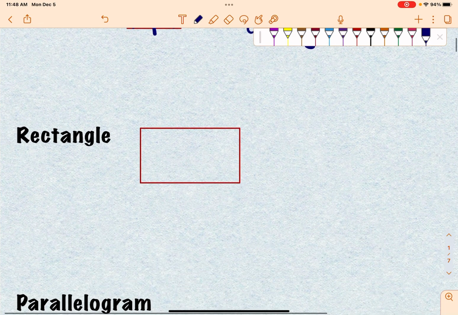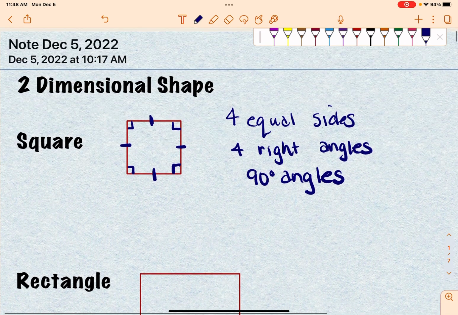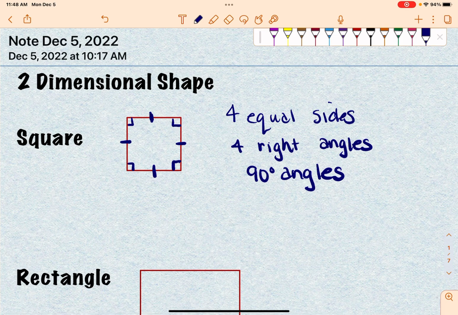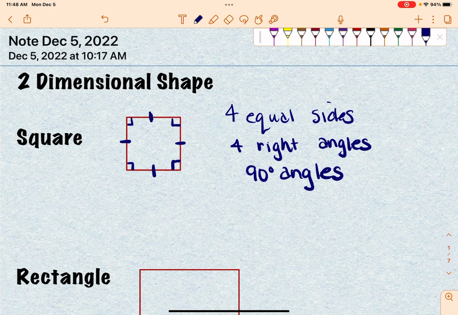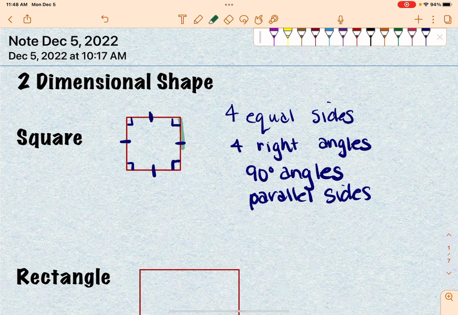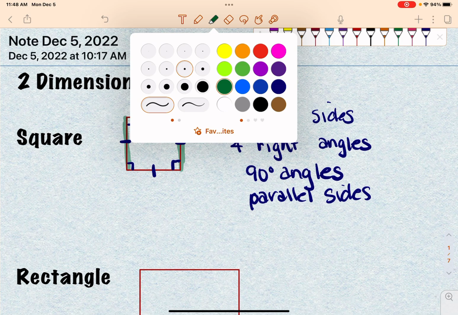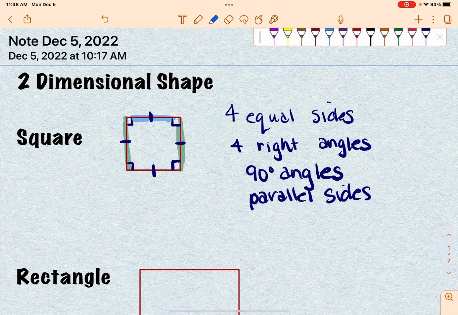Okay, so now if I go to a rectangle, again, if they're 4-sided, we're talking about some kind of parallelogram. So remember, on these, they also have some parallel sides. So you can tell in this one how these 2 lines happen to be going in the same direction. They're parallel. And then these 2 are parallel.